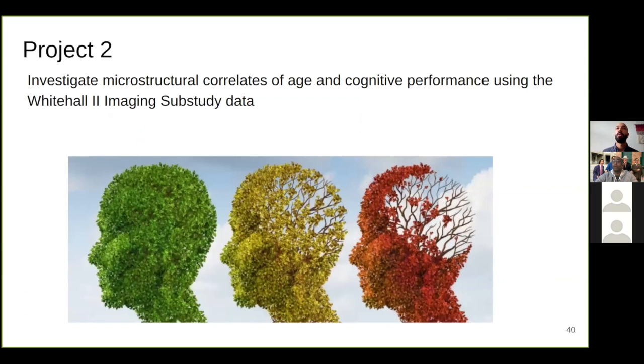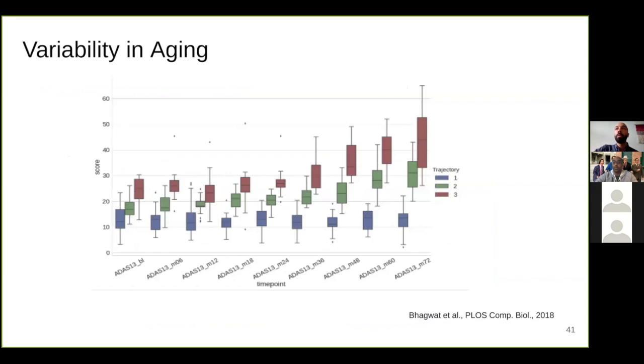So from that, we move to project 2, where here I aim to investigate microstructural correlates of age and cognitive performance using the Whitehall II imaging substudy data. So now moving to a healthy aging population, the variability on the cognitive performance side becomes of even more interest than previously, where I was working with healthy adults in the Human Connectome Project who actually show a low degree of variability across their cognitive scores.